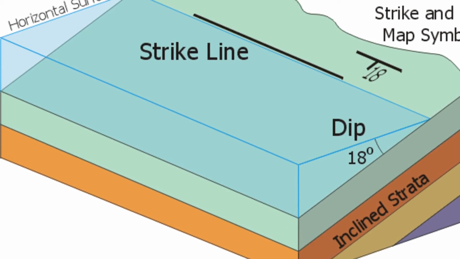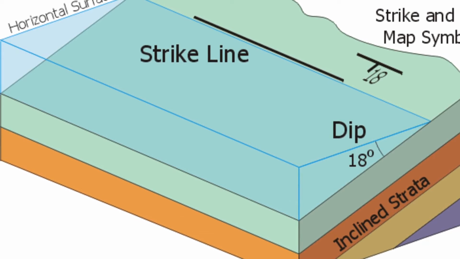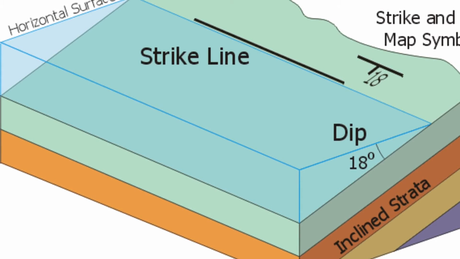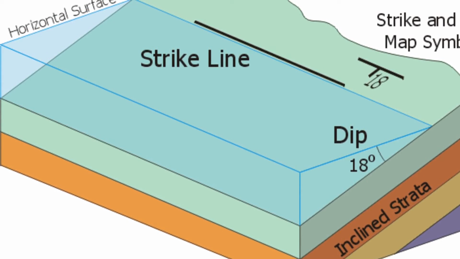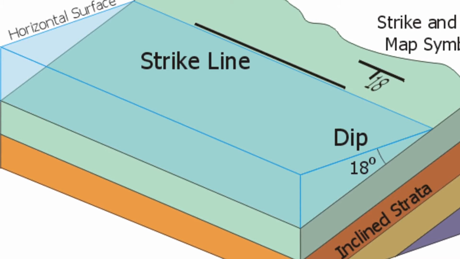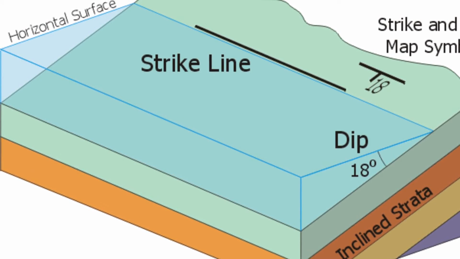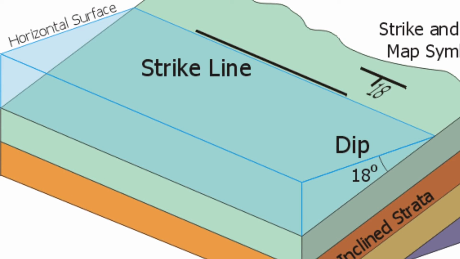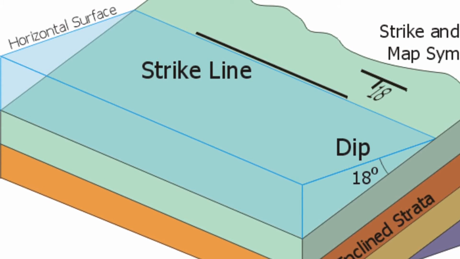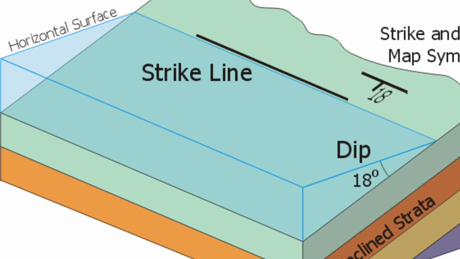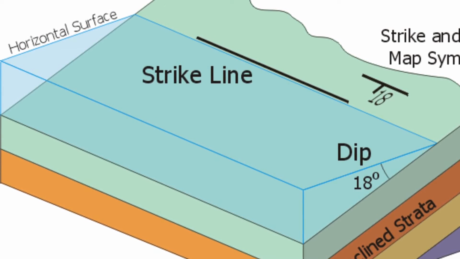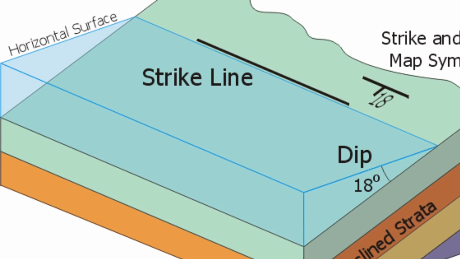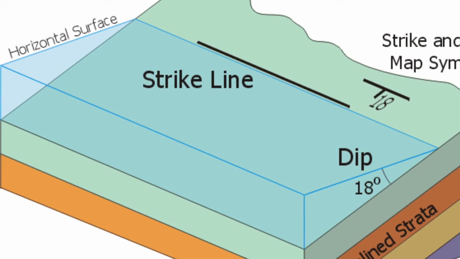Okay, so I'm going to define strike and dip. A strike is the angle between an imaginary horizontal line, the strike line, on a structure and the direction to true north. The dip is the angle of the structure's slope, more precisely the angle between the horizontal plane and the dip line parallel to the steepest slope on the structure. It is measured in a vertical plane perpendicular to the strike.